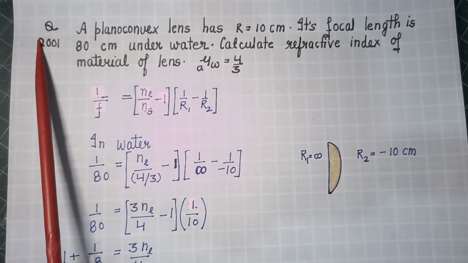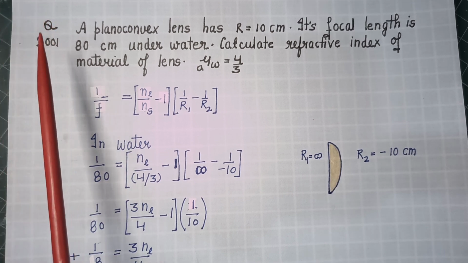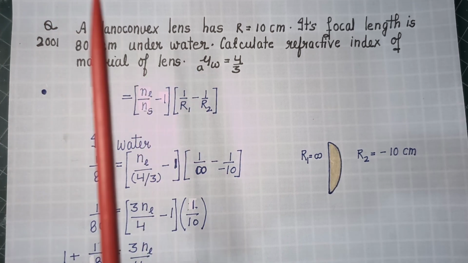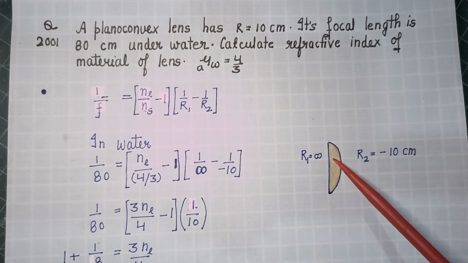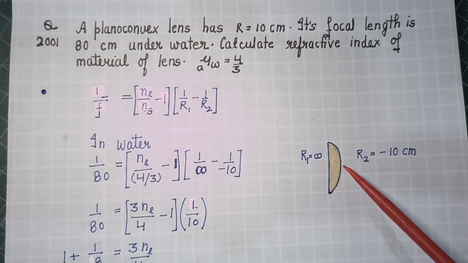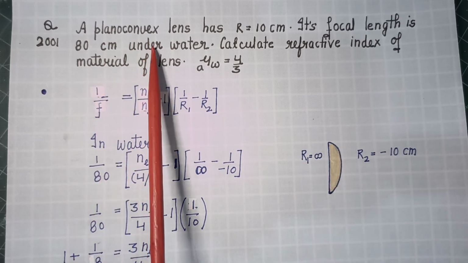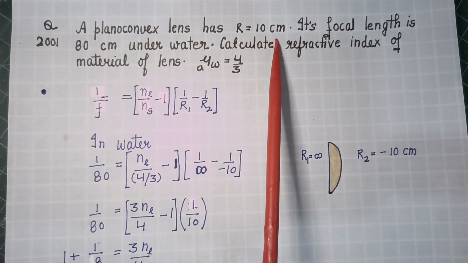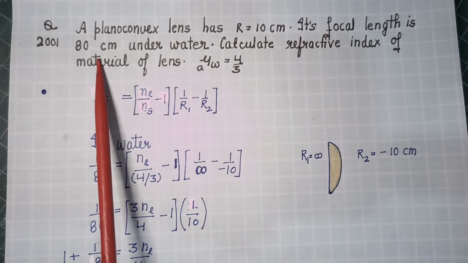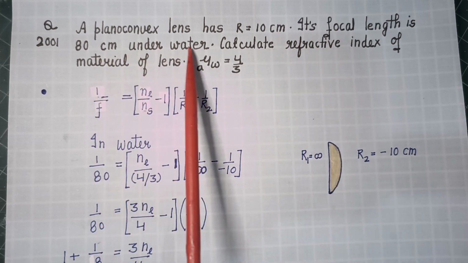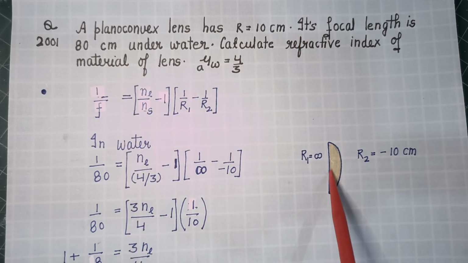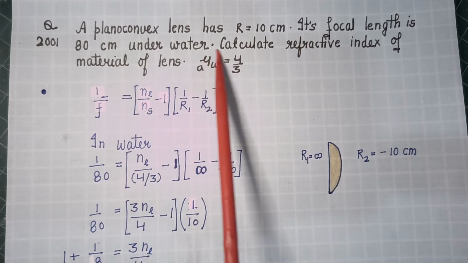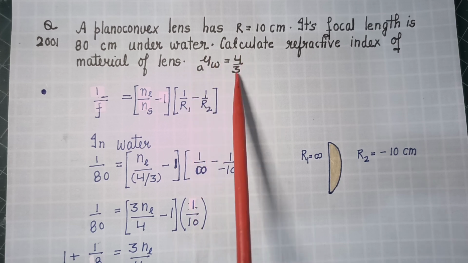Now come to this point. This is the second type of question. Here we will not have a single surface and refraction through a single surface. We will have a lens and two refracting surfaces. So 2001, a plano-convex lens has a radius of curvature 10 cm. Its focal length is 80 cm and it is placed under water. Calculate the refractive index of the material of this lens, where the refractive index of water is 4/3.